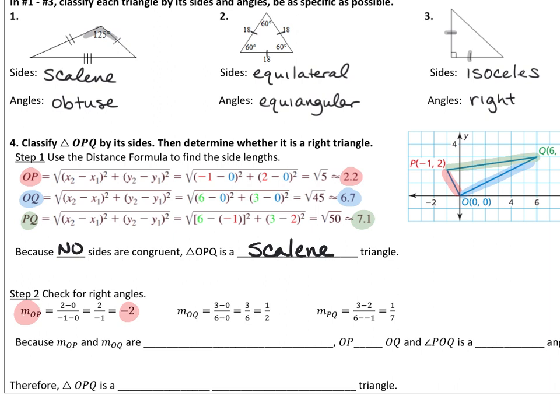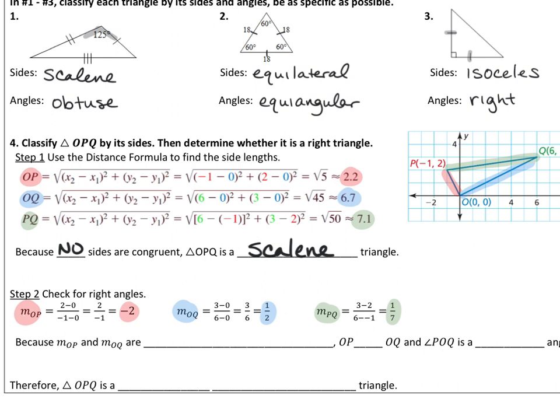Then I found the slope of OQ, y2 minus y1 over x2 minus x1, and I got 1/2. I found the slope of the green part from P to Q. Using those x1 and y1, x2 and y2, I get 1/7. We're not looking for numbers to be the same here. That would be parallel lines. Lines meet at right angles when they're perpendicular.